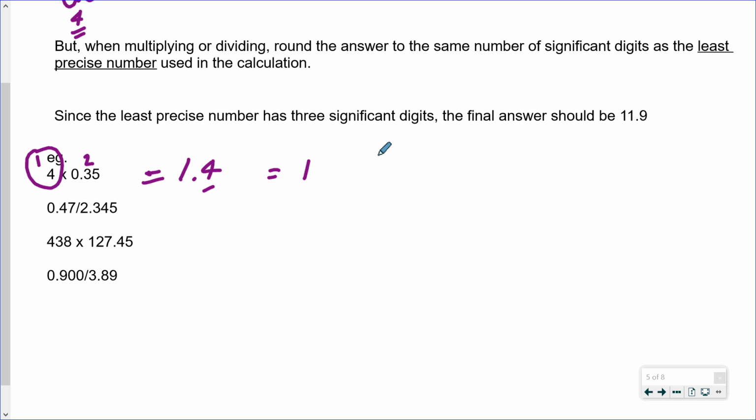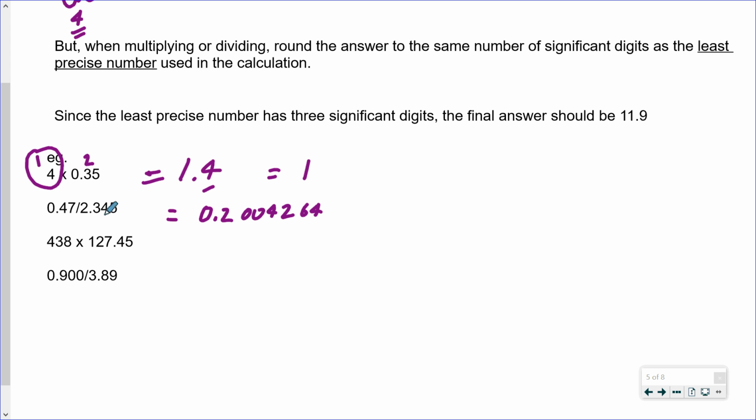Next one is division. So we have our 0.47 divided by 2.345. And I'm going to write quite a few digits from my calculator here. So we get 0.2004. I'll write a few more in here as well. 264. And there are more, but we don't need any more digits than that.